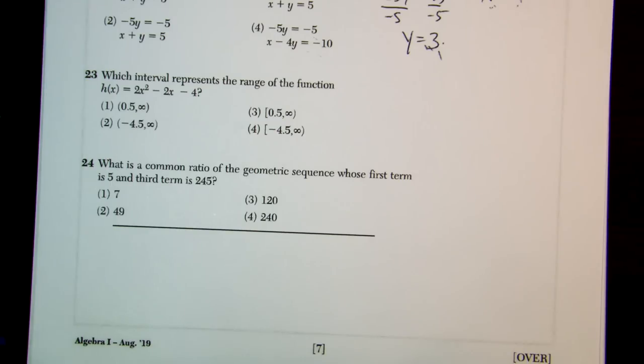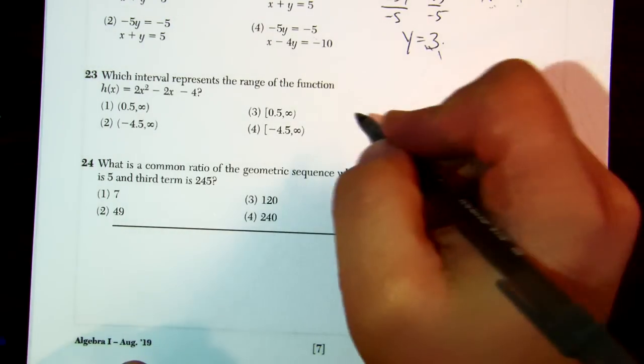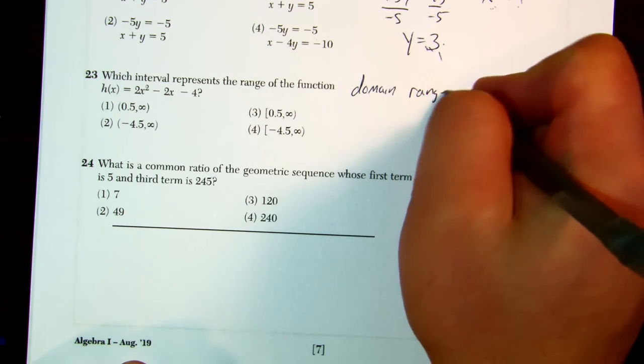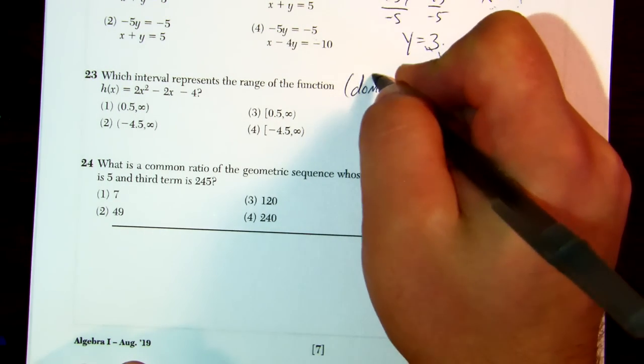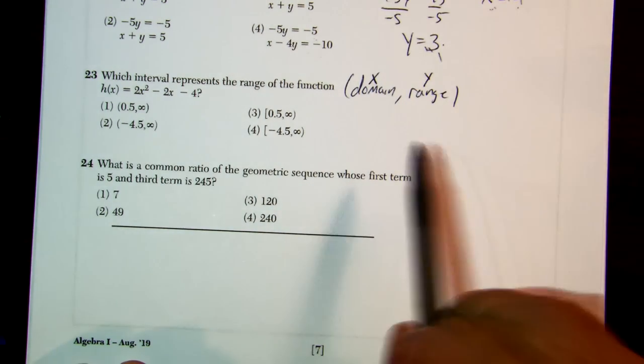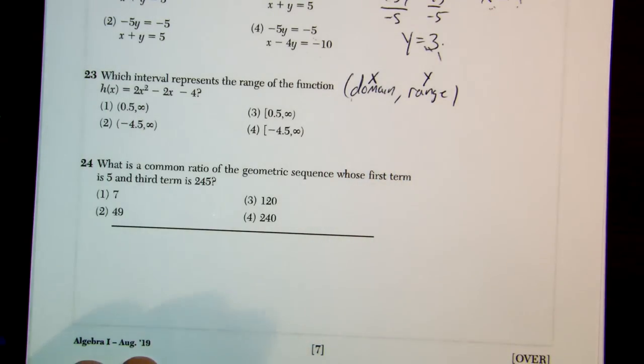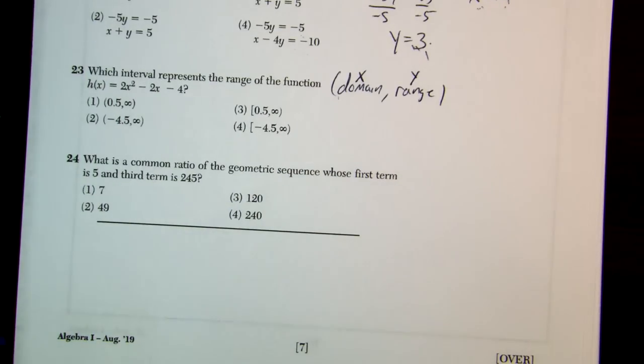23 says which interval represents the range of the function? Okay, so range, remember, is your y's. Remember, you have domain and range. These are your x's, these are your y's, and how do you remember that? D comes before R in the alphabet, x comes before y in the alphabet. So let's take a look at this equation or function.